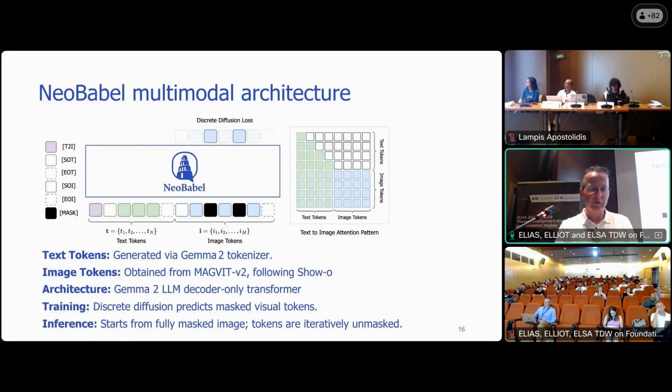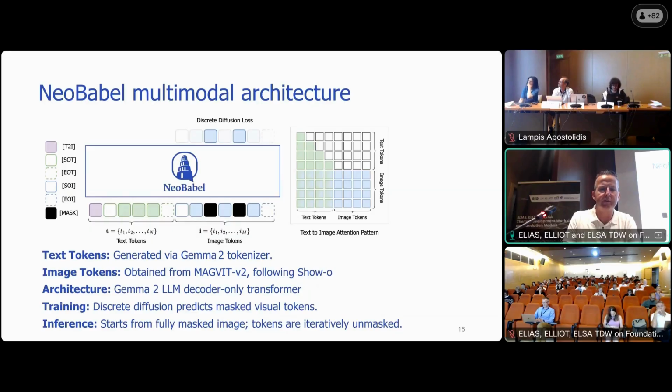All right, so let's go a little bit deeper into the training. I have a one-slide summary of the architecture. This is a multimodal architecture, but it uses an interleaved setup of text tokens and image tokens. So there is no encoder involved here.